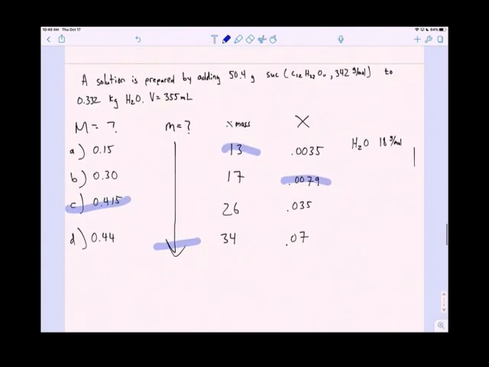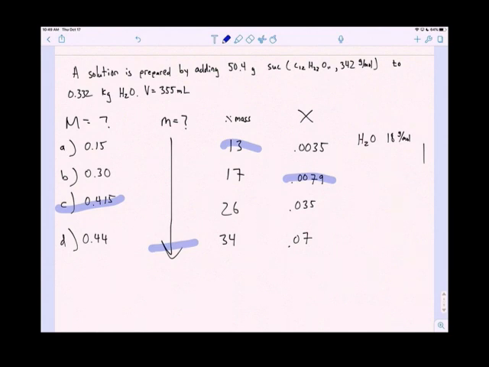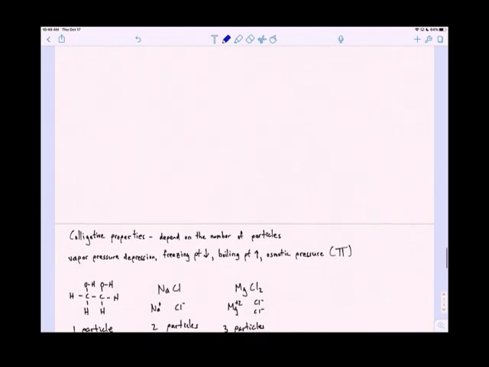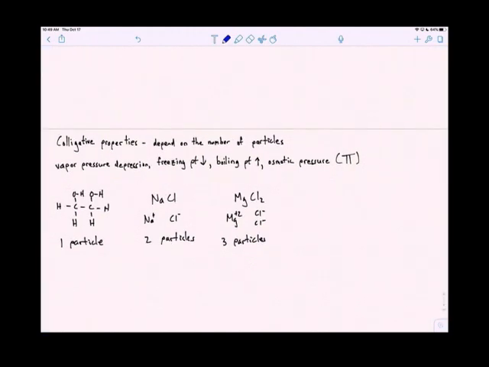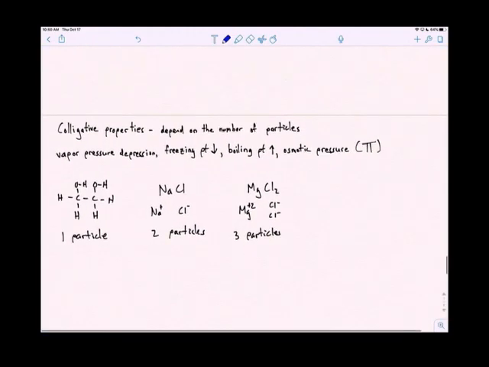If you want to try this out on your own, you can try a solution prepared by adding 50.4 grams of sucrose to 0.332 kilograms of water. Until next time, we'll talk about colligative properties. Why are we doing all the different concentration units? Because we need those when we talk about colligative properties. Colligative properties are properties that depend on the number of particles. The ones I'll talk about are vapor pressure depression, freezing point depression, boiling point elevation, and osmotic pressure.